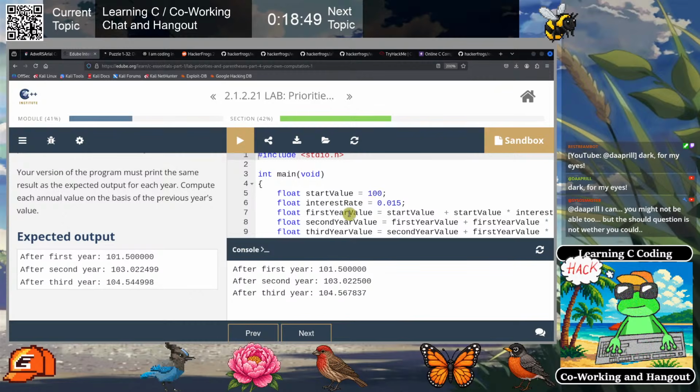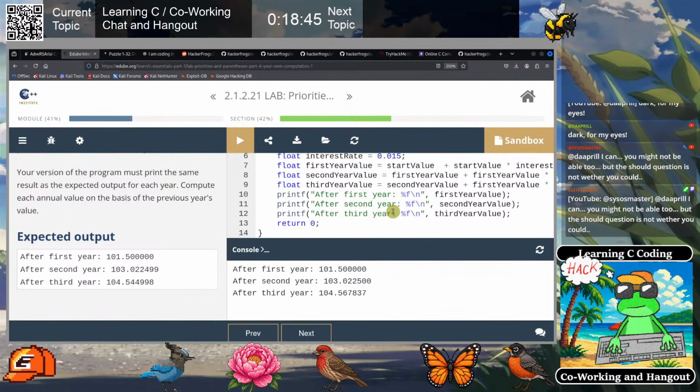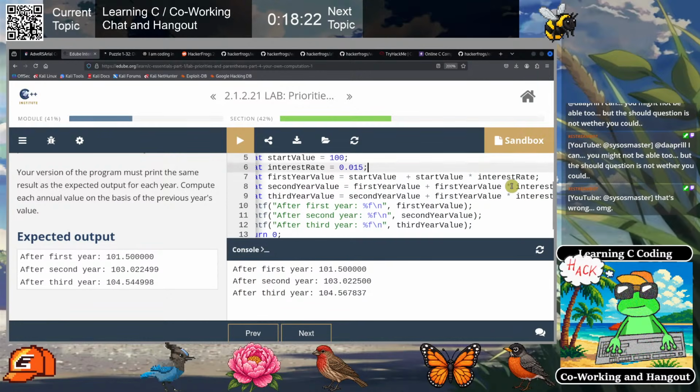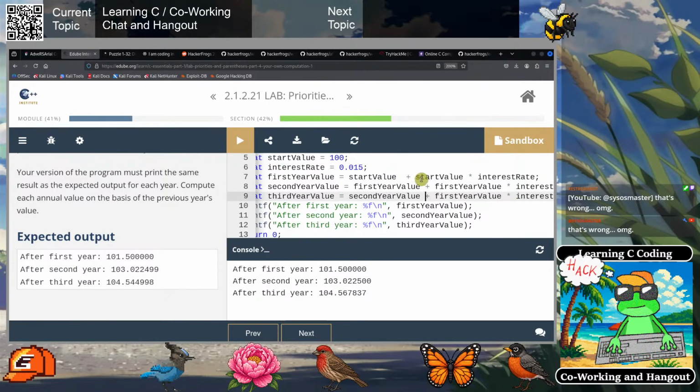So start value, let's see. Interest rate, 0.05. And we've got first year value equals start value plus start value times interest rate. So that's 100. Oh, okay, okay. So you're adding the interest to start value. So it does this calculation first, and then it adds it to start value.